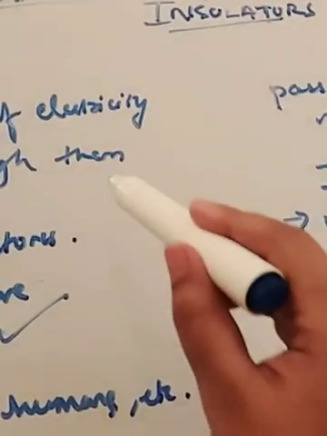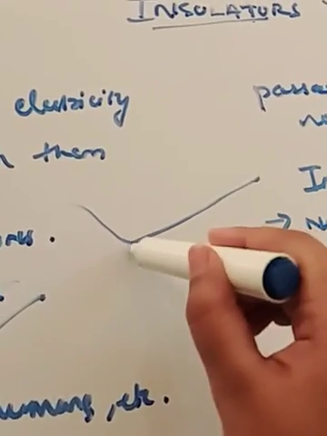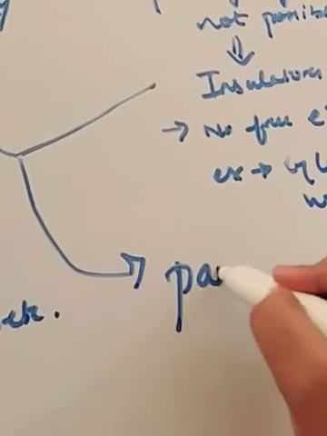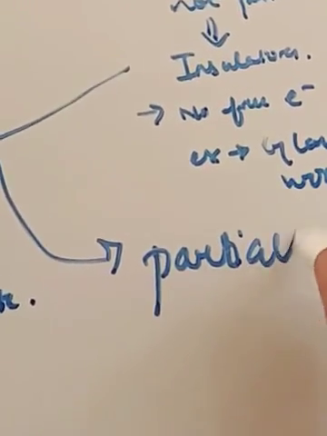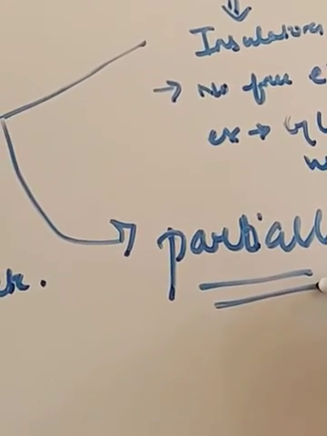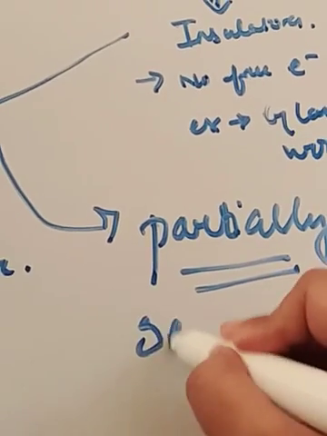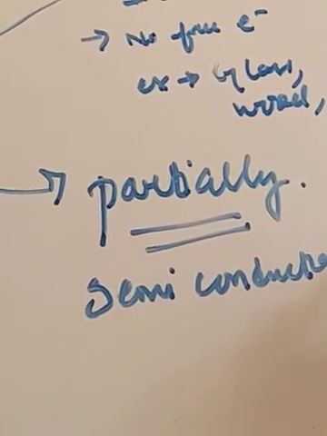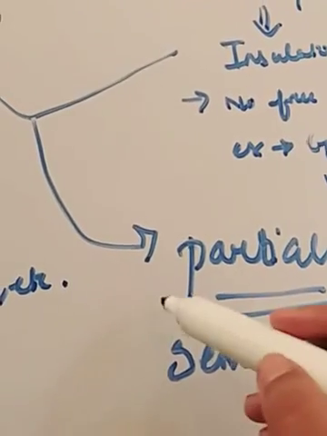Now there is a category between these two. The substances in which electricity is passed partially are known as semiconductors. They are the intermediate of conductor and insulator.